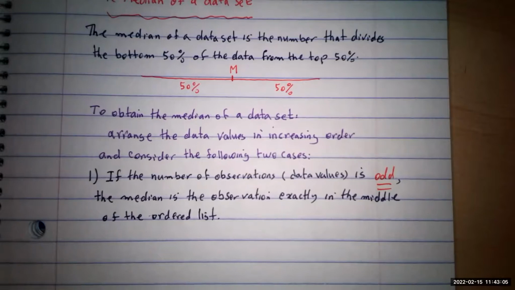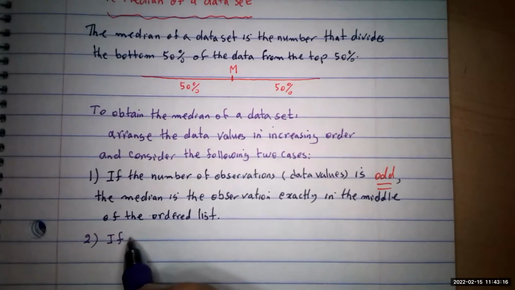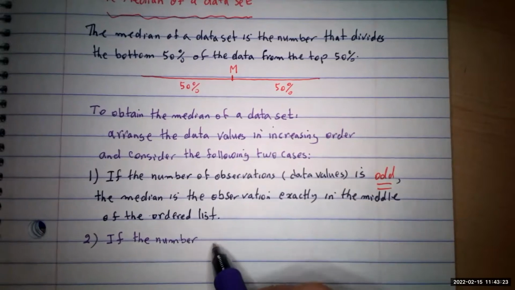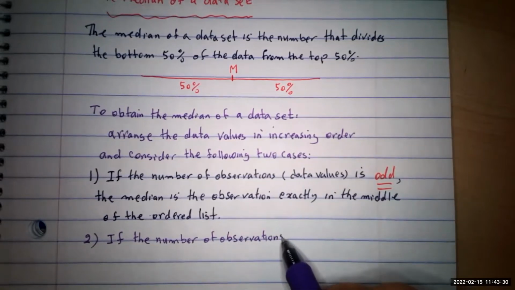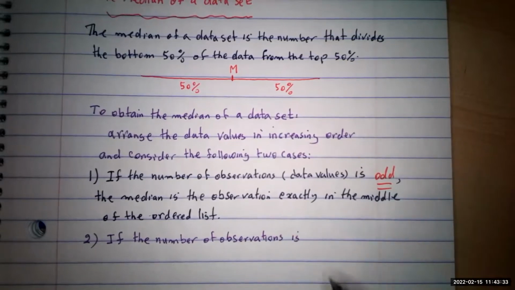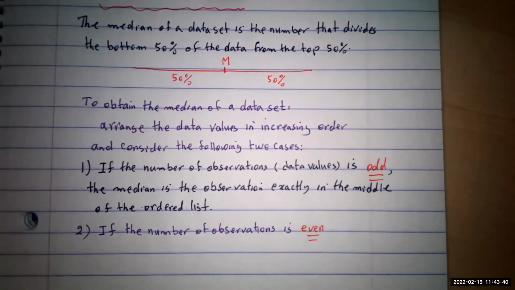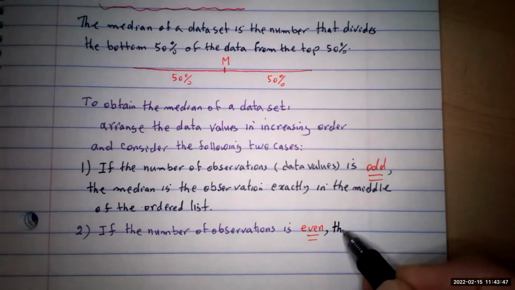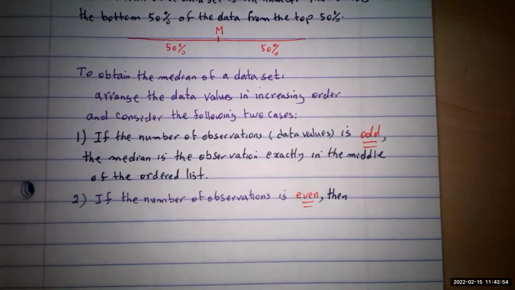But when it's even, when you go 50% to the right, 50% to the left, there's nothing left in the middle. So what are we going to do in this case? If the number of observations is even, say you have 6 members, 8 members, 10 members, then you cannot pick the middle one, because there is not going to be a middle one. So what are you going to do? You go 50% to the right, 50% to the left, then you have 2 middle values.